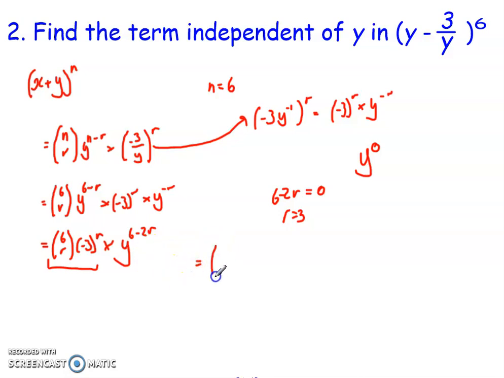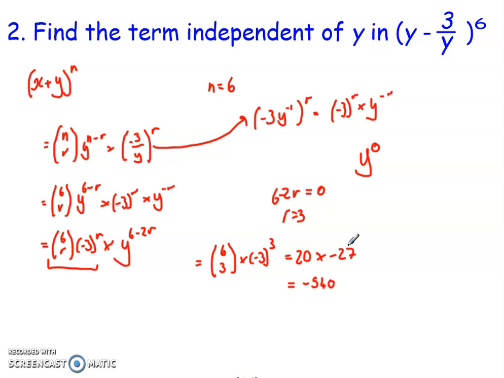So what I need to look at is then 6C3 times negative 3 to the power of 3. So what that's going to give me is 20, the binomial coefficient part, times negative 3 cubed, which is negative 27. Multiply the two of them together and I get negative 540. So the term independent of y in that expansion, if I were to do it, I'd find one term that was minus 540 without any reliance on the y variable itself.